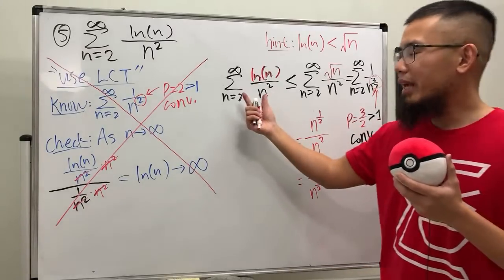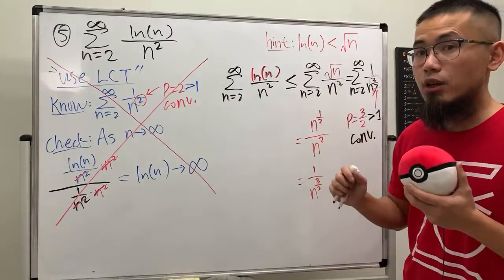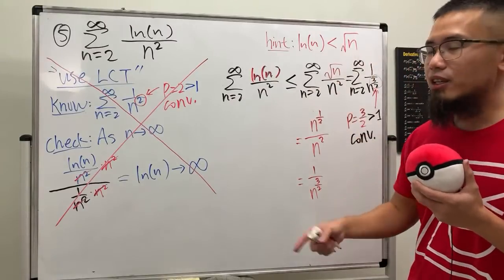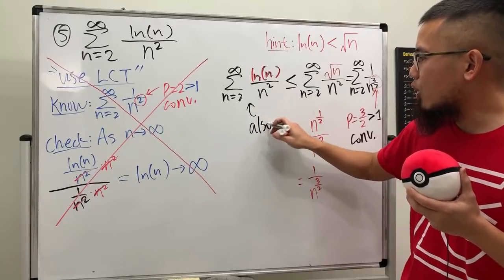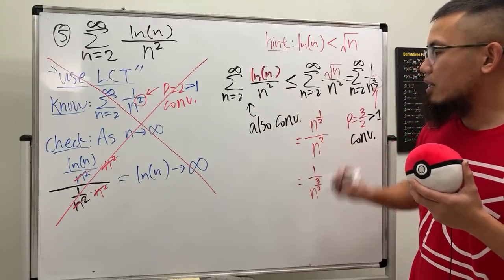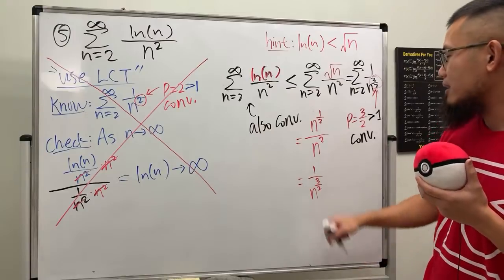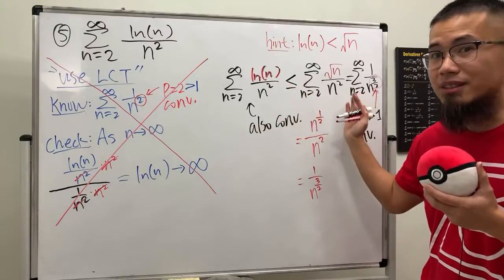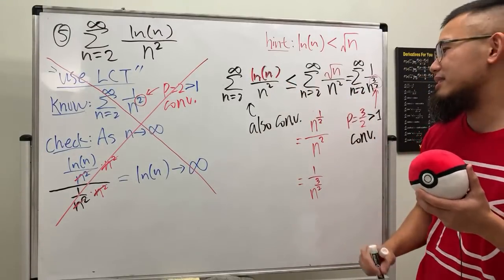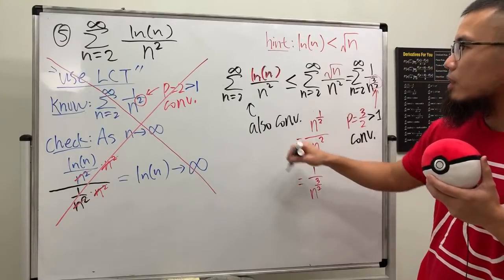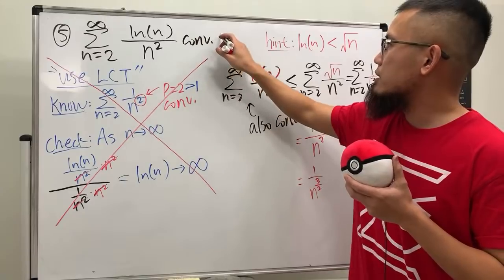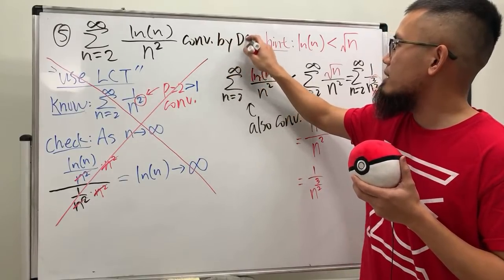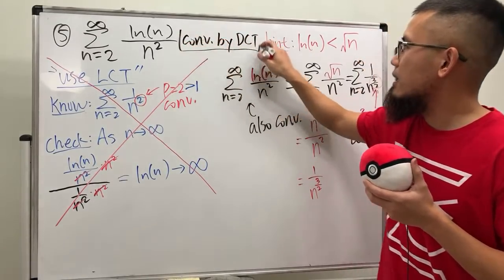And now we have this inequality already thanks to the hint. So we can come here and say this right here also converges. Why? Because we have the direct comparison test. So right here, I'll just write this down for you guys. This is the final result. Converges by the direct comparison test.